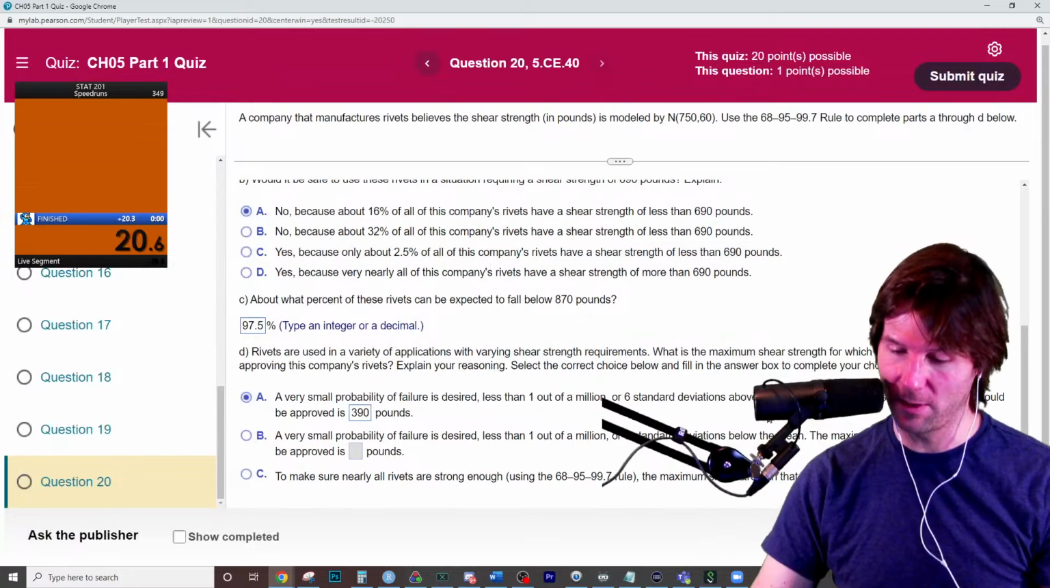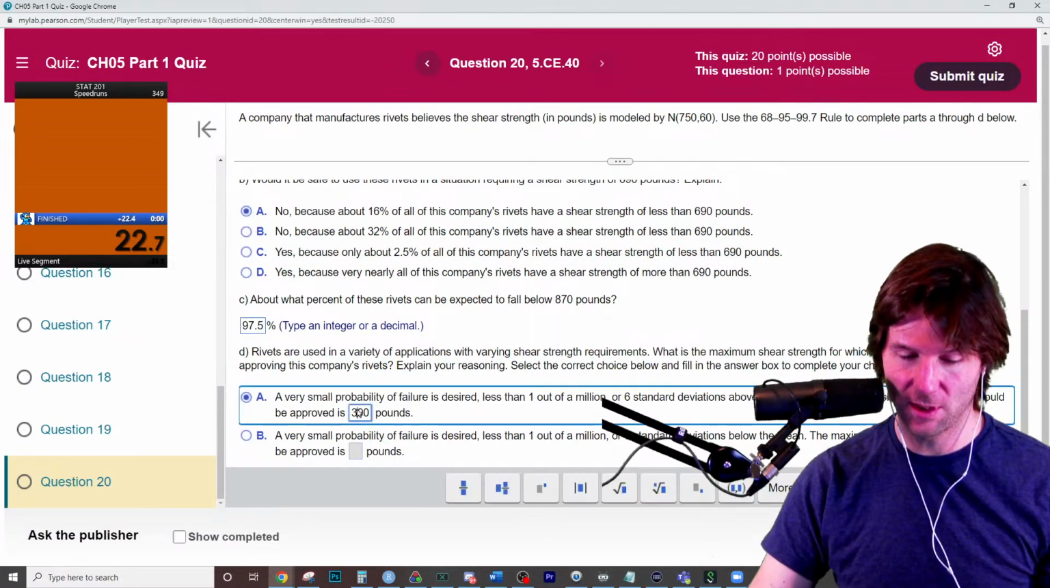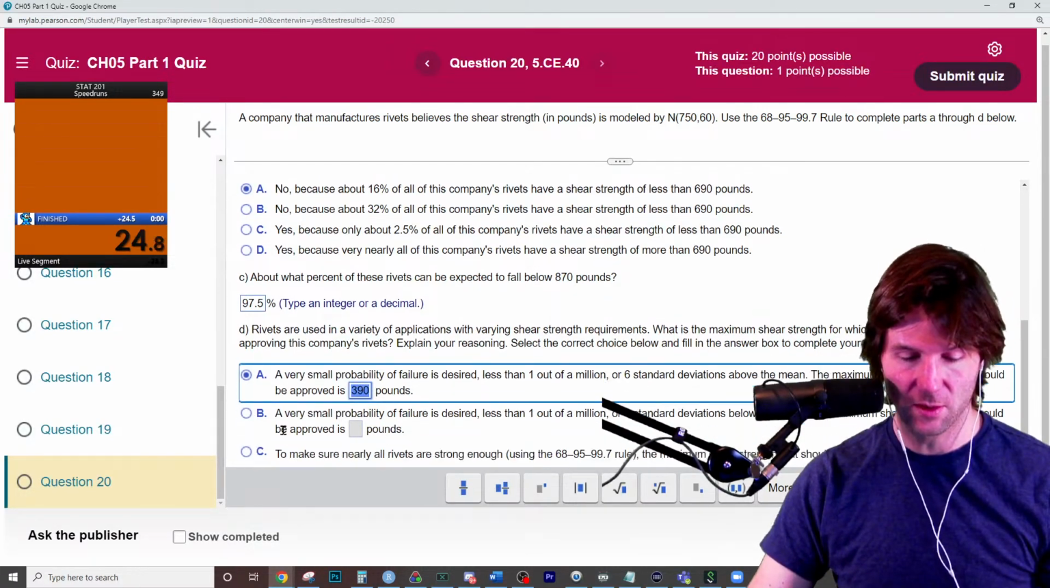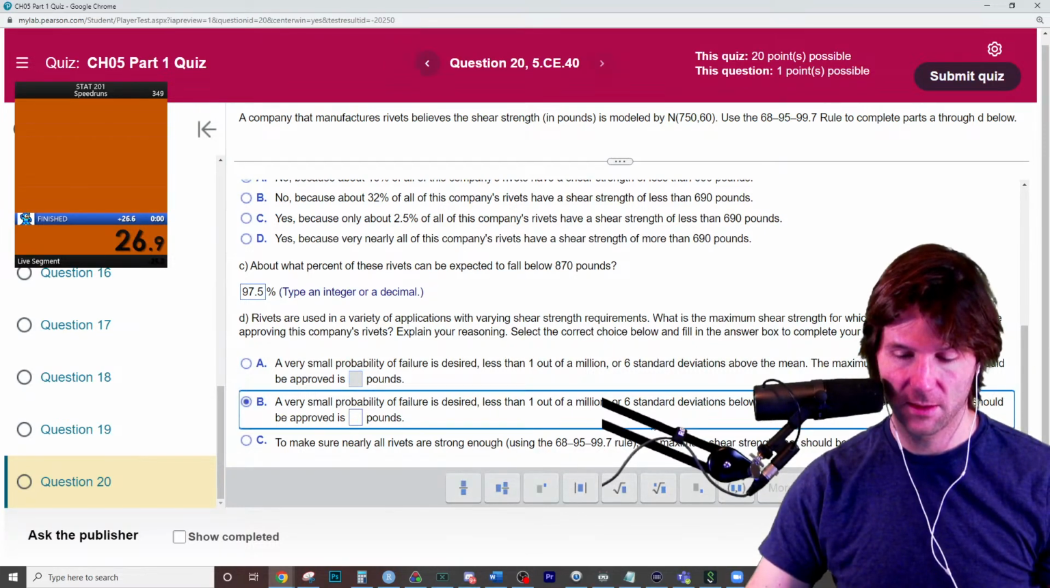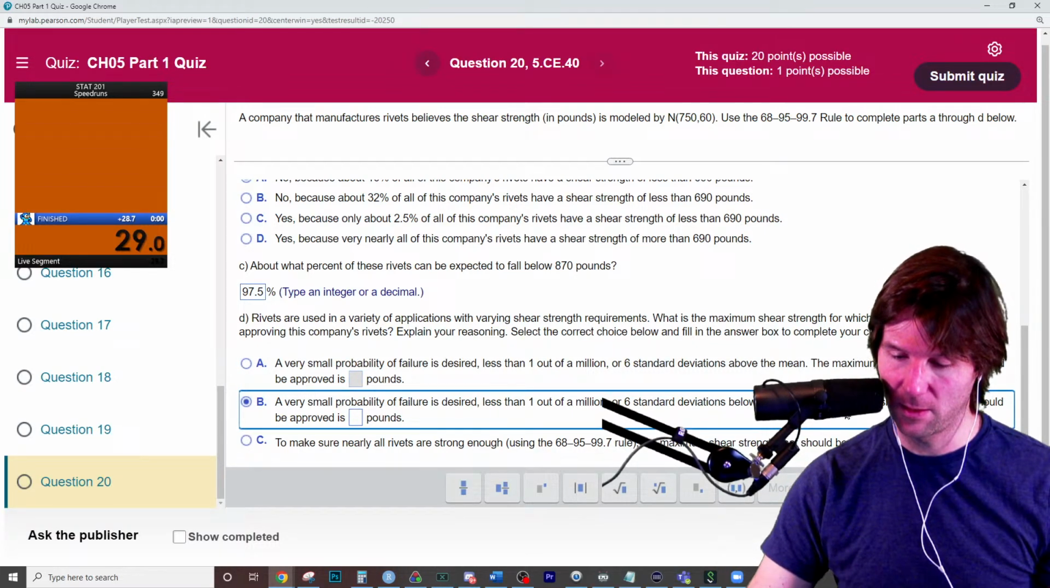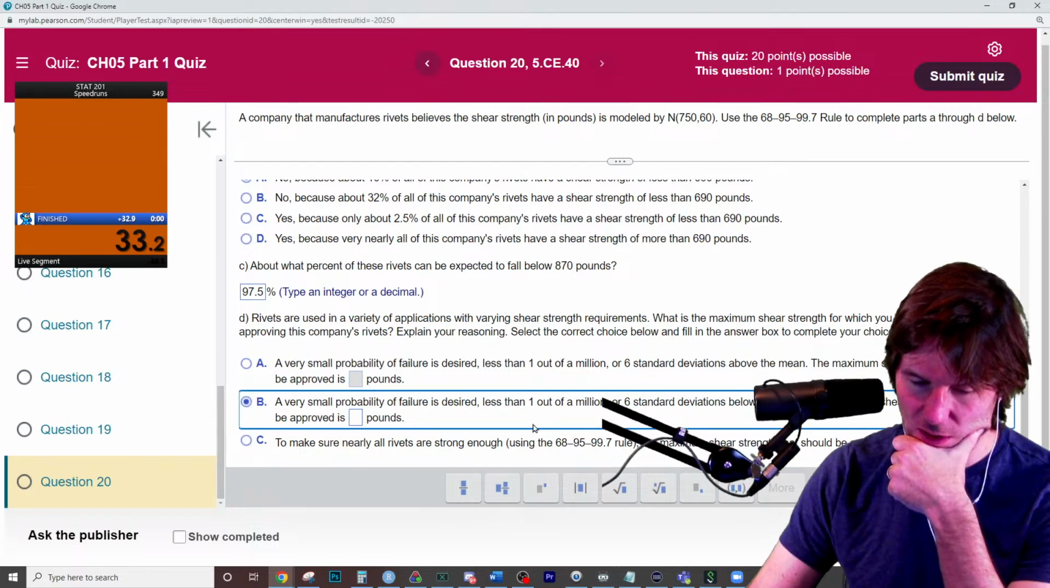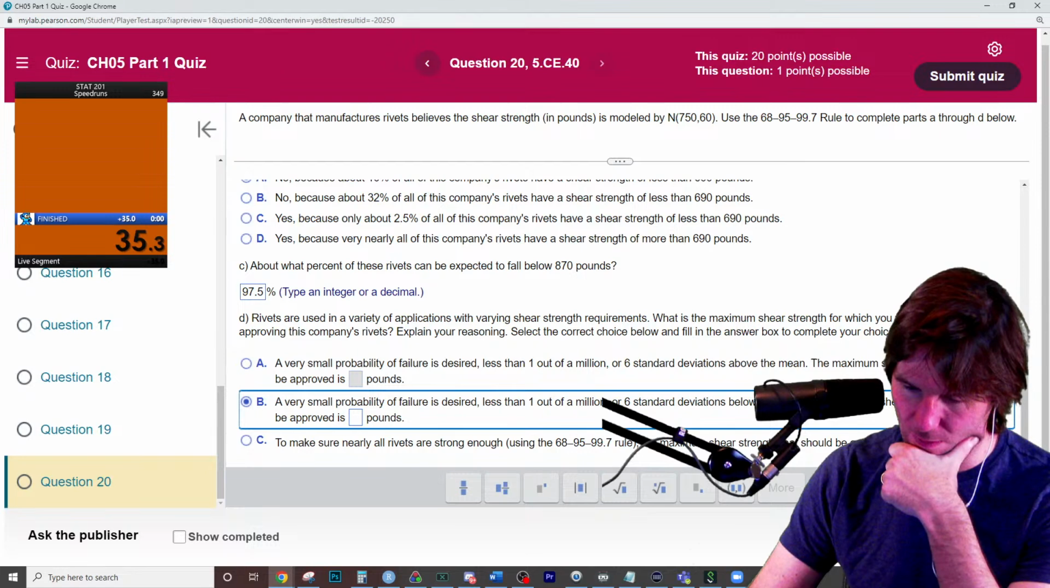Oh, I got that one wrong. Oh, I said maximum. I say maximum, you get it wrong. So it should be minimum. So you got to go with the maximum shear strength, the minimum. Oh, did they change it? They both say maximum.